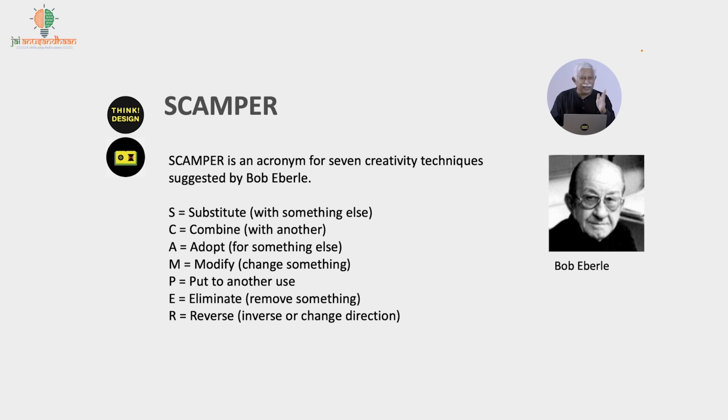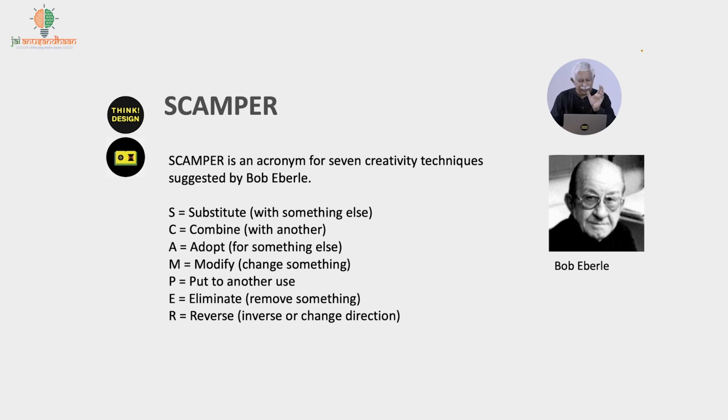So the first letter S stands for substitute. That means that if you have an idea, try to substitute it with another idea. C is for combine. Combine that idea with another idea. A is for adapt. Adapt it with something else, and maybe you can change parts of it. M is for modify. So it means change something in the idea that you have. P is put to another use. Find another use for what you're trying to do. E is eliminate things that probably are not so important. And R is total reverse, inverse, or change the direction of the idea itself.